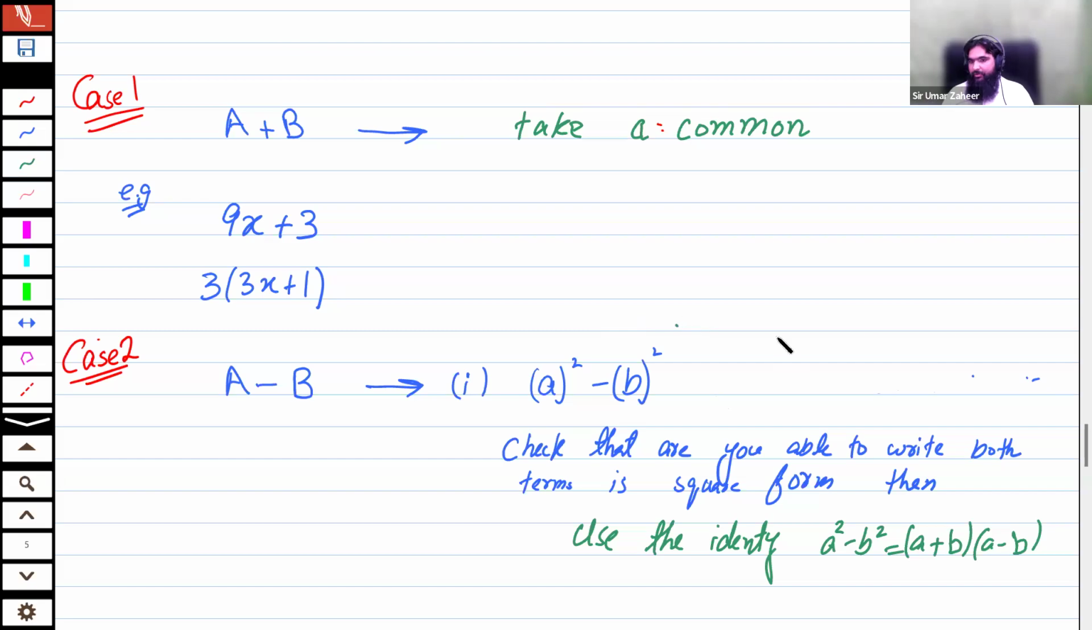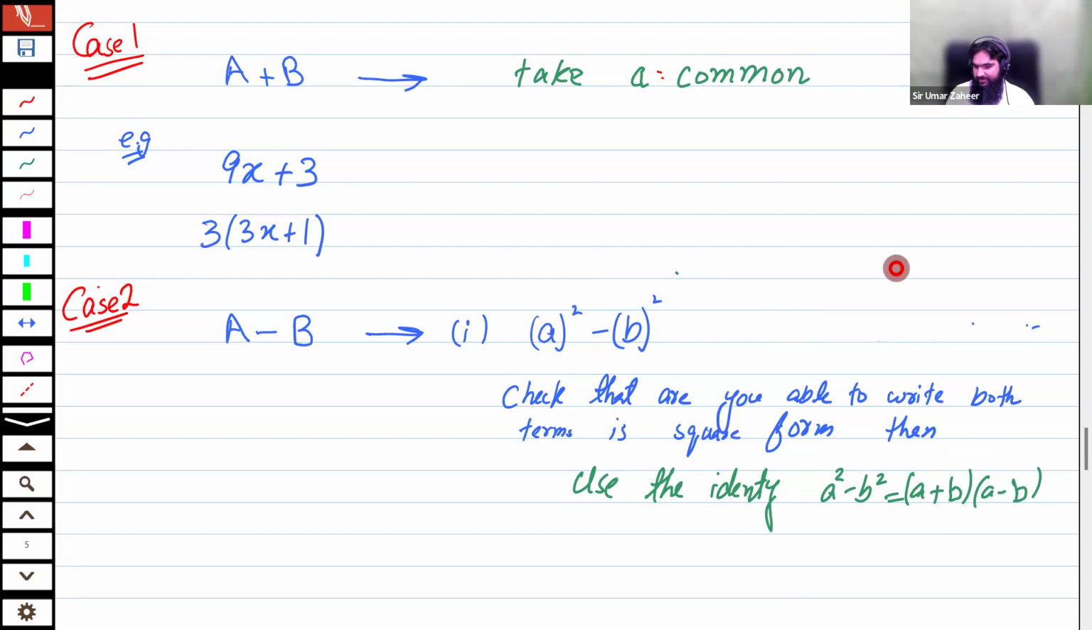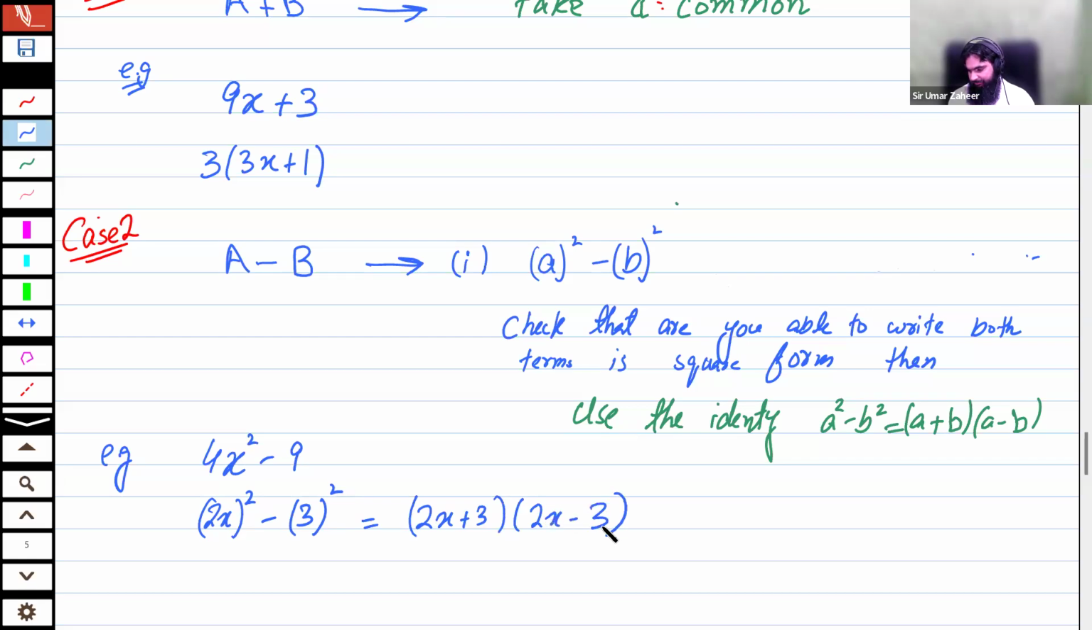All right, so we are talking about case 2. We have two terms. There is a negative sign. First of all, you have to check whether you are able to write into square form. If yes, you have to use the identity. For example, you have 4x square minus 9. Look at here, we have two values and there is a negative sign between them. So are we able to write the terms in square form? Yes, we can. So we use the identity: a plus b means 2x plus 3 and a minus b means 2x minus 3.